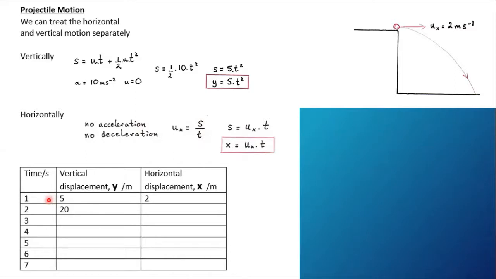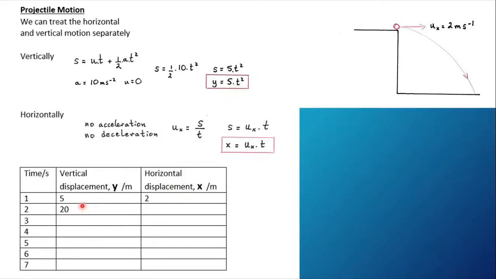When t is 1 second, then the vertical displacement, y equals 5. T squared is just 1 squared, so y is 5. Horizontally, the displacement is just 2. That's the constant horizontal velocity times 1, so that's 2. After 2 seconds, the vertical displacement, y equals 5 times 2 squared, which is 4. Overall, that gives 20 meters.